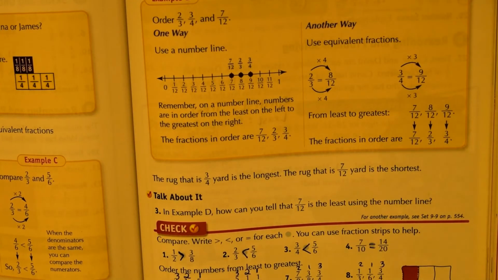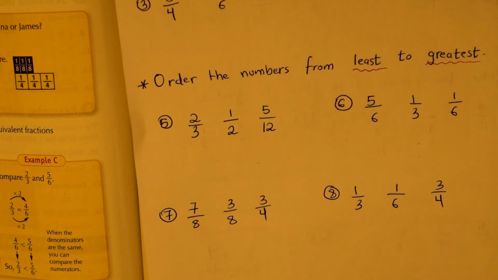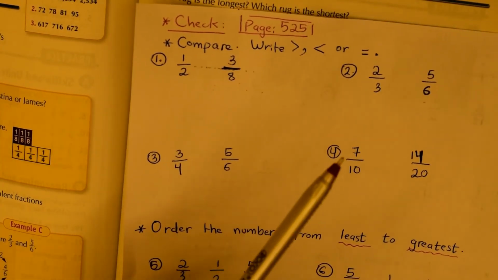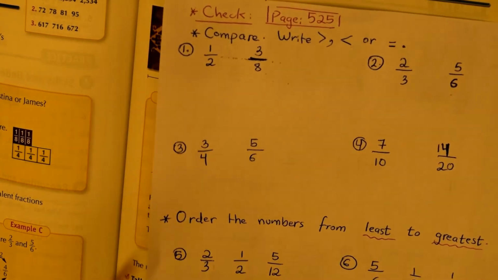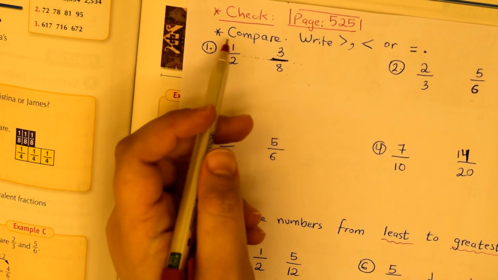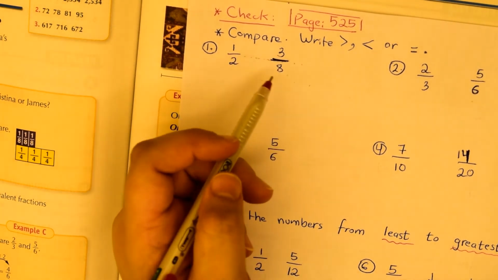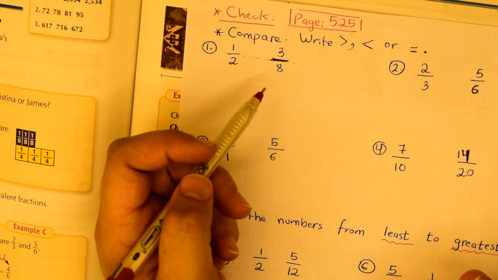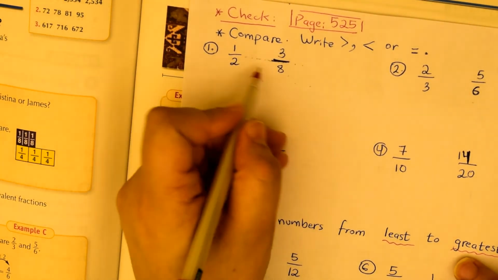Okay, now we will start with check. Compare, write, greater than, smaller than, or equal. So here I will check if I have common numerators or common denominator. So here I have 1 and 3, 2 and 8. So I don't have any common numerator, no common denominator. So I will ask myself, how can I make the 2 into 8?